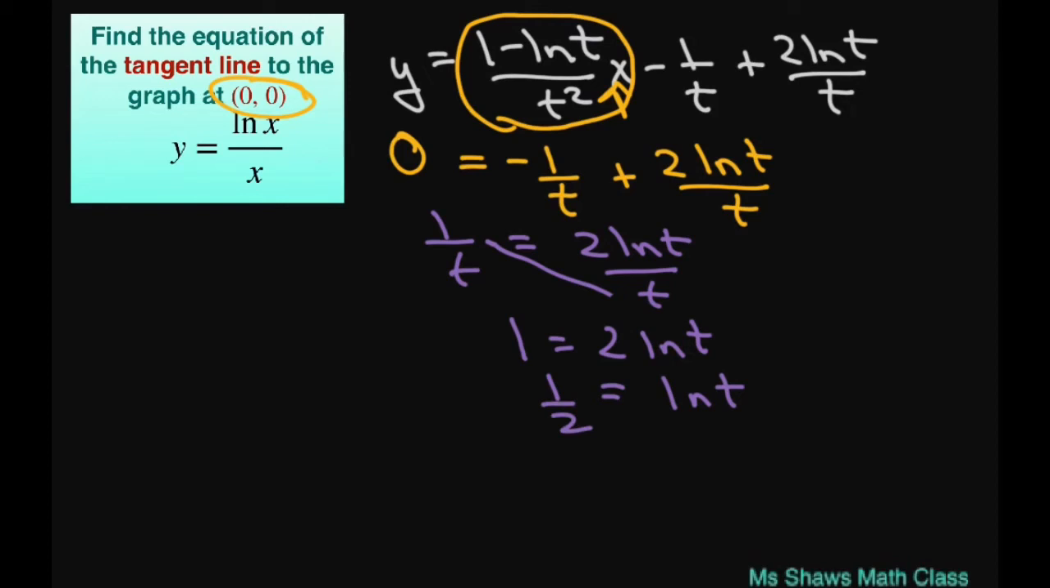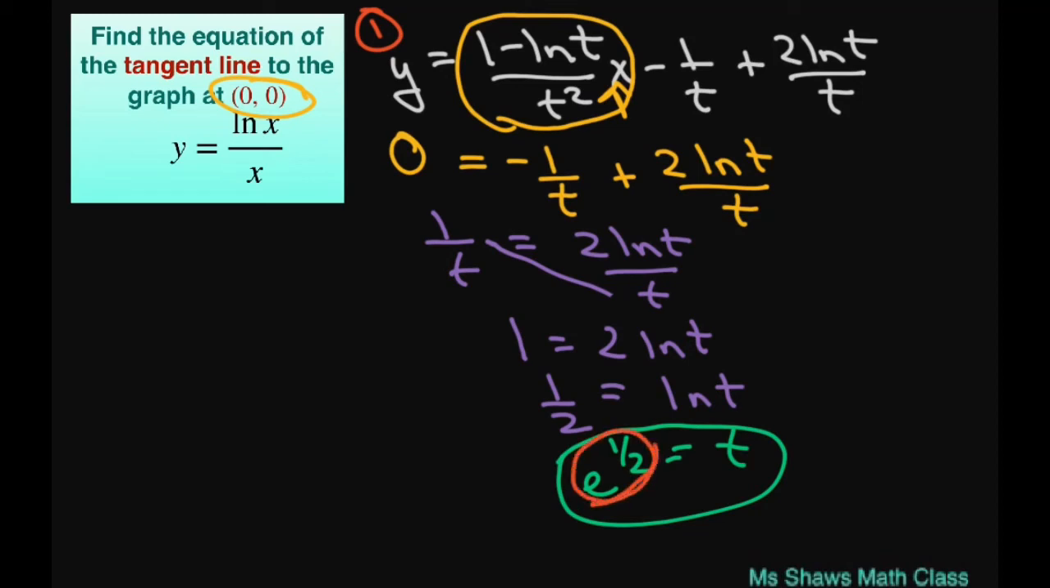Now let's write this in exponential form. So solving for t, t equals e to the power of 1 half. That is your t. Now all we have to do is go back to our equation given here, which I'm calling equation 1, and substitute back in our t. So everywhere there's a t, I'm going to put e to the power of 1 half. So this is going to be y equals 1 minus ln of e to the power of 1 half, then we're going to have just e to the 1 half times x.